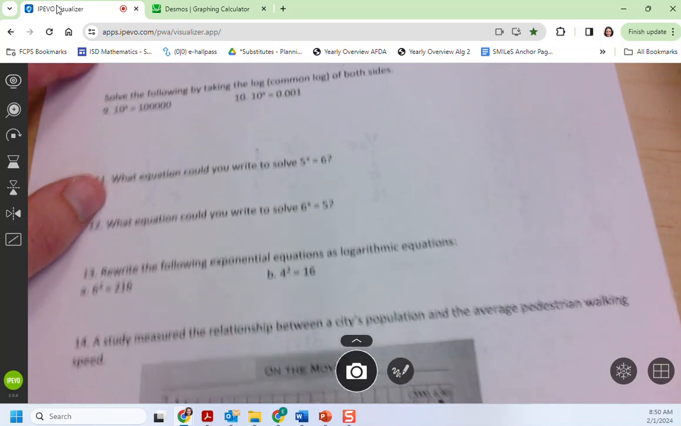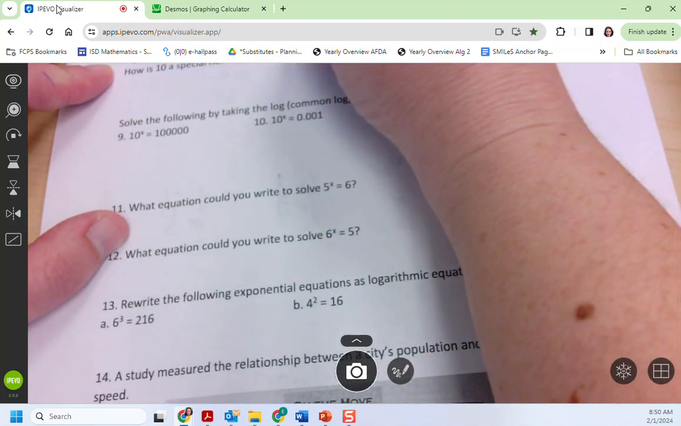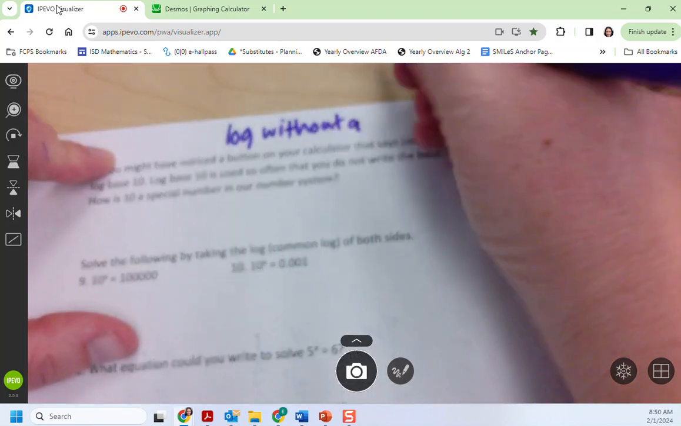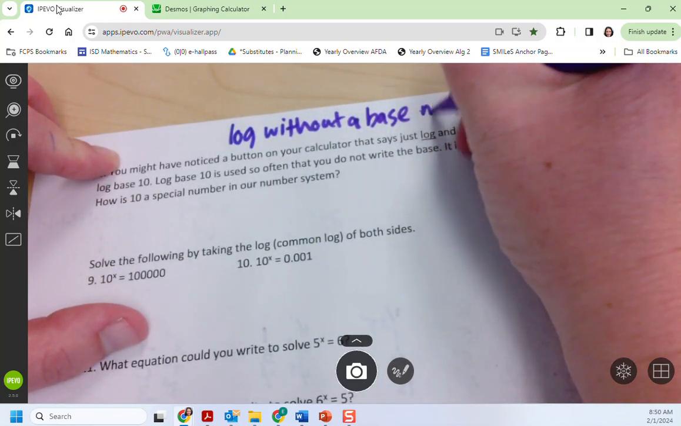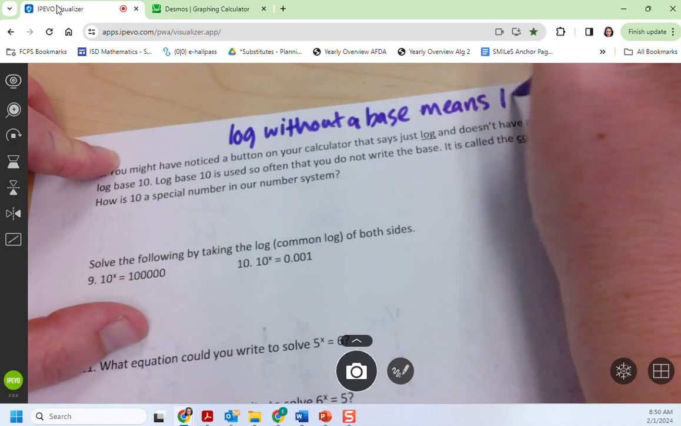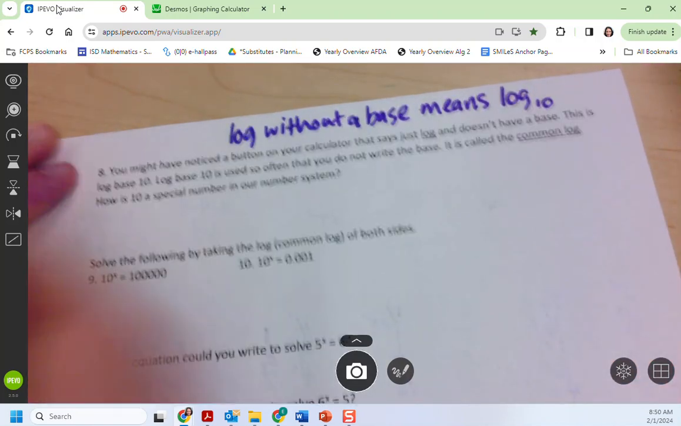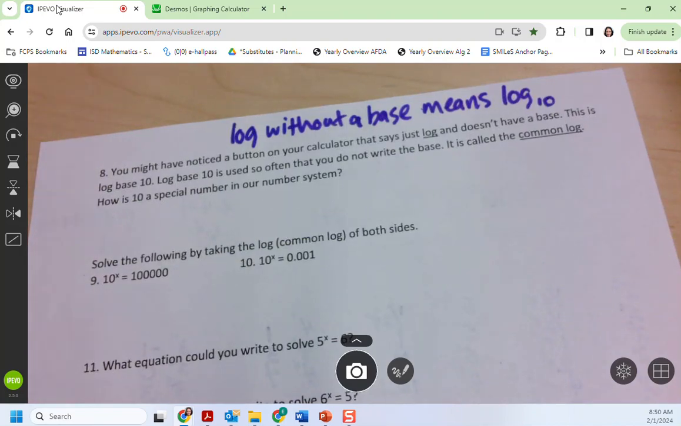So when you see log without a base, it means log base 10. Okay? But down here, I want you to write why 10 is a special number in our number system. You can use one of your ideas from your warm-up, or you can use one of the ideas that your classmates shared and I wrote on the board up there. Okay? Why is 10 a special number?